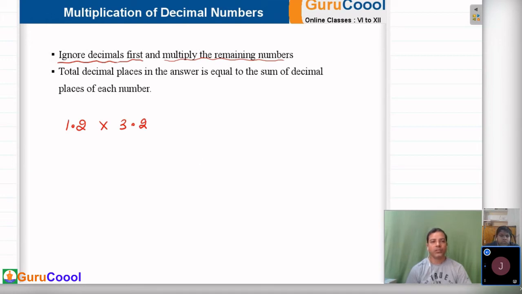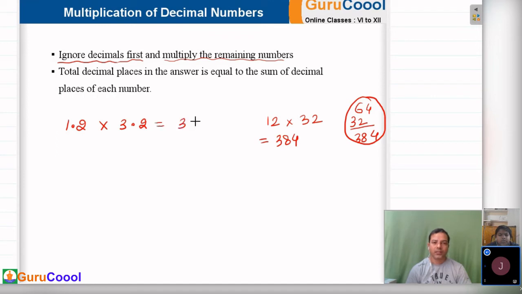So what does it say? The rule says ignore the decimal first and multiply the remaining numbers. That means I have to multiply 12 with 32 because I have to ignore the decimal points. I'll take 12 and 32 and multiply them. 32 times 2 is 64. Then 32 times 1 is 32. It is 384, right? So when I multiply them, I get 384.